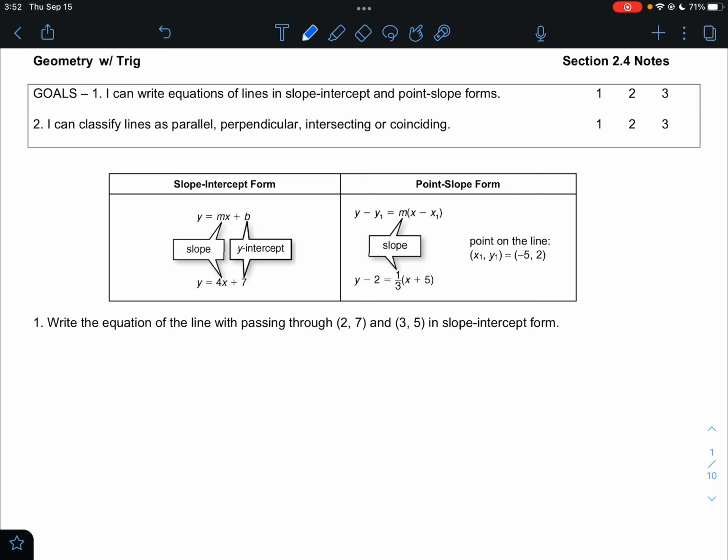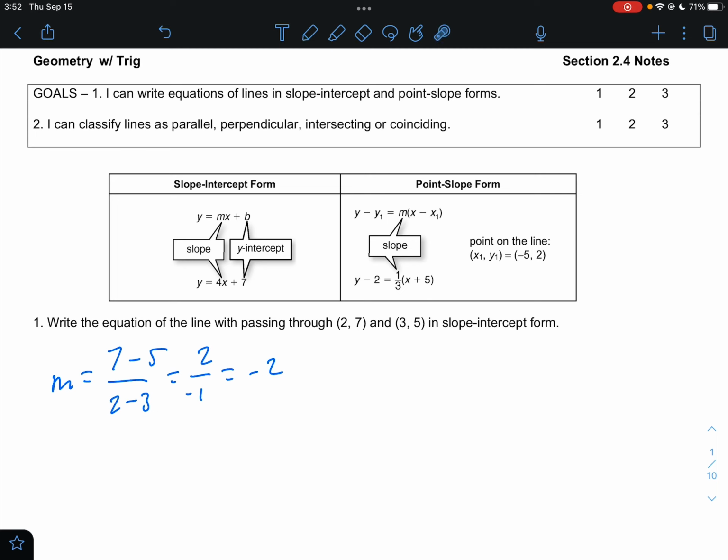All right, so question 1 says find the equation of this line passing through these 2 points in slope-intercept form. The first thing we have to do if we don't have the slope is find the slope. So let's do that right now. Y minus y over x minus x, 2 over -1 or -2.